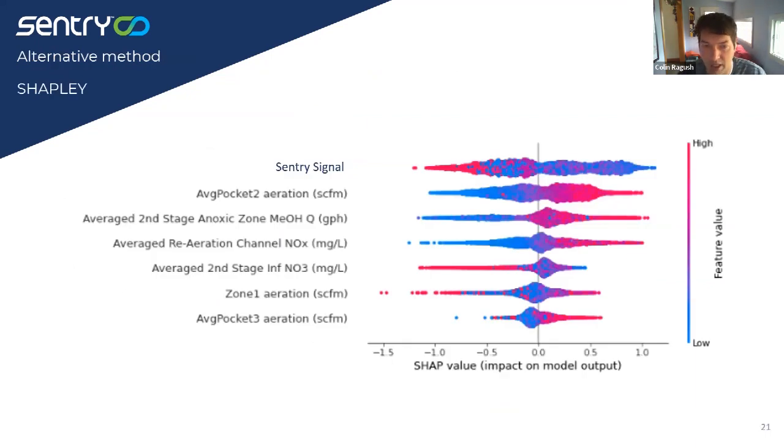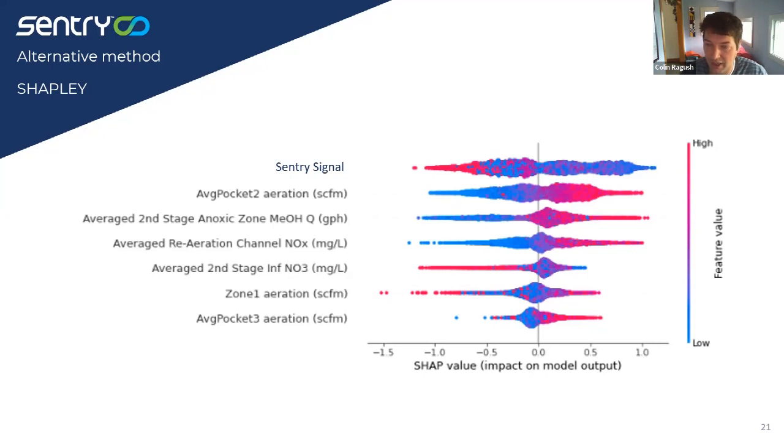The second method is Shapley values. So the way to read the Shapley value is, you can imagine at 0, that's the average, in this case, average DO of the samples. -1 is samples that are 1 lower than the average, 1 above is 1 higher than the average. And when we're reading this, it's ranking the importance of the variables from top to bottom.